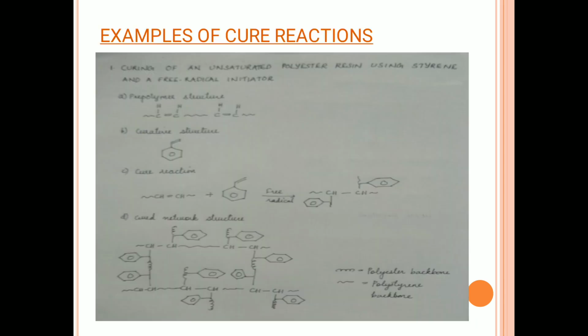Next, we are going to see some examples of cure reactions. Here we can see the curing of an unsaturated polyester resin using styrene and a free radical initiator. Here the prepolymer structure is shown, and the curative is a styrene molecule, and the reaction is shown below. We can see the cured network structure too.